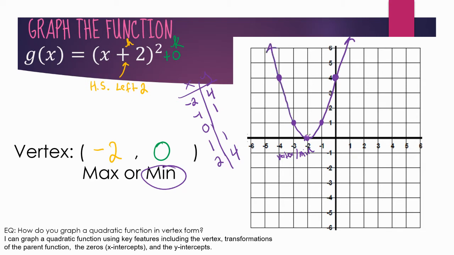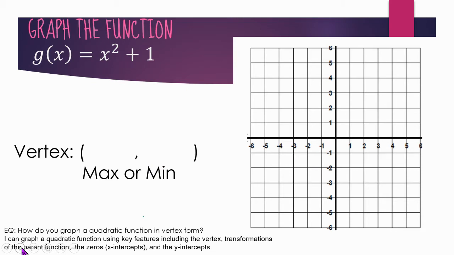So not only is that your vertex or your minimum, but since it crosses your x-axis, this is also your x-intercept. And since this right here, it's green, is crossing right here on the y-axis, this is your y-intercept. So just some important information about graphs that you need to know. All right, so hopefully you did that correctly.